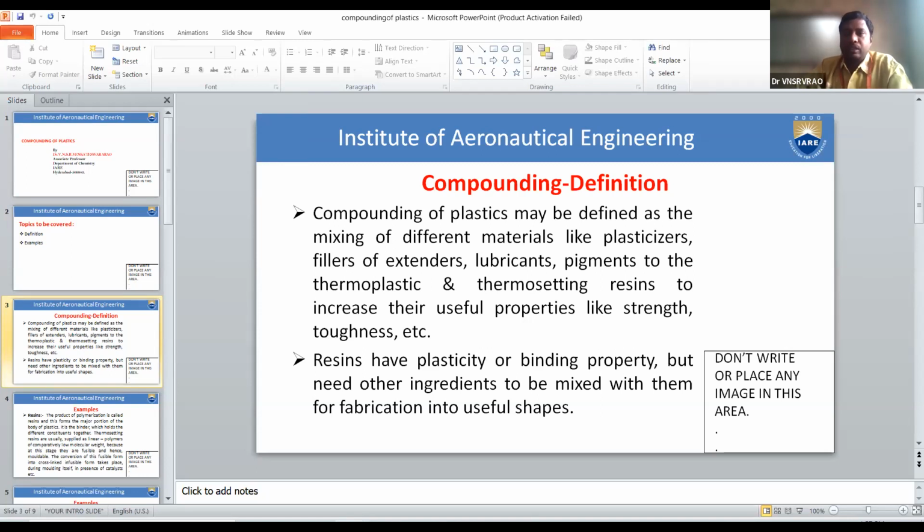Now let us see the third ingredient. Fillers or extenders. Generally, fillers improve the stability of the plastics. So fillers are generally added.